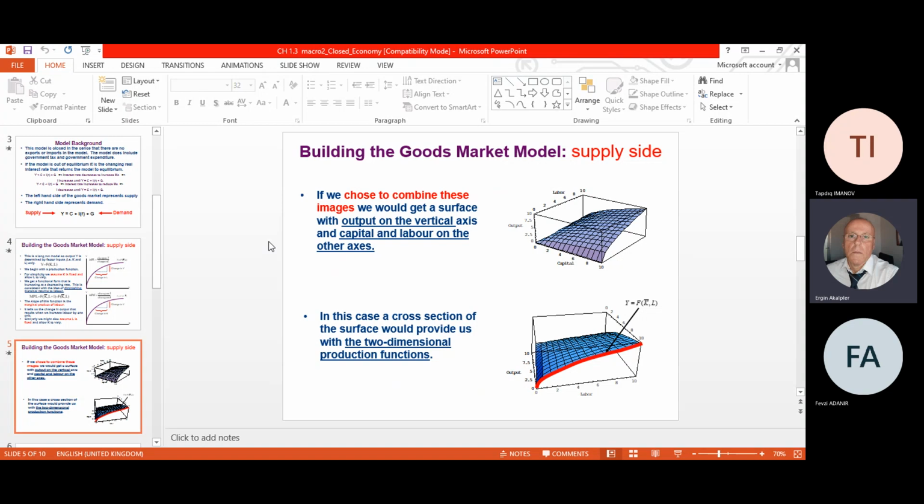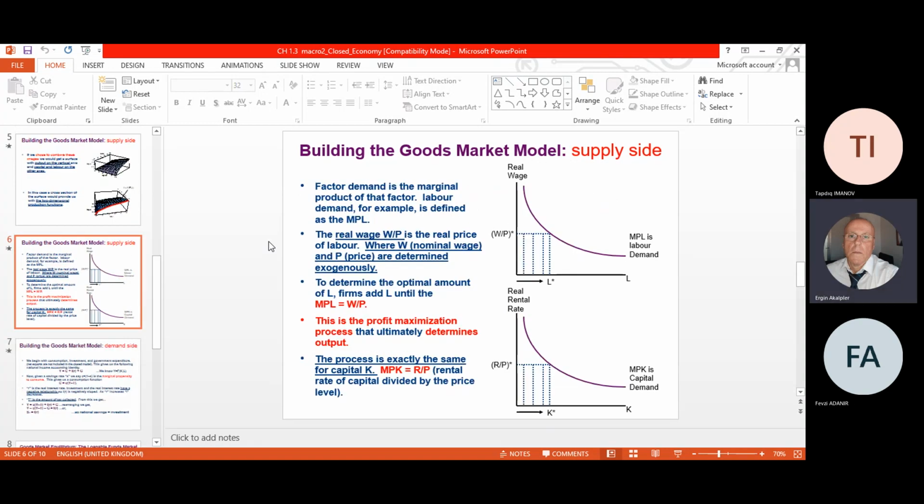A cross section of the surface will provide us with the two-dimensional production function, and as you see, it is represented a little bit thicker because of this three-dimensional representation on the graphic. And when we go into this graph, we are putting here the wages and the labor to see how they are affecting and changing each other. Now we have the real wages, of course, because when we divide the nominal wages by the prices, it gives you the real wages. The factor demand is the marginal product of the factor, and labor demand, for example, is defined as the marginal product of labor. The real wage, represented as I mentioned, W divided by P, is the real price of labor, where W is the nominal wage and P is the price, determined exogenously.